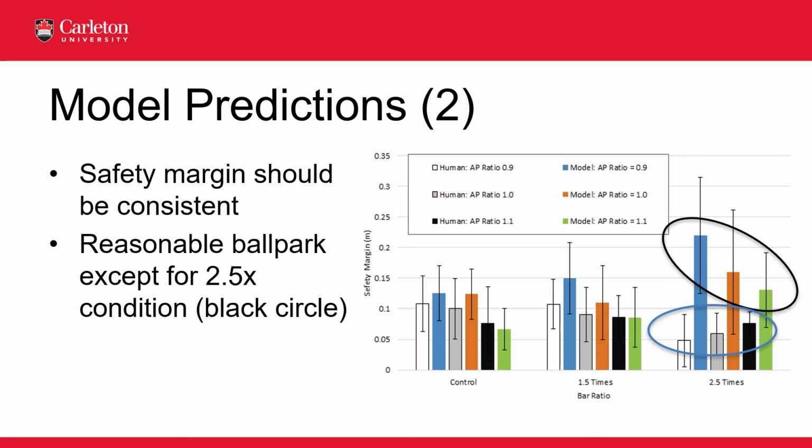Now, if we look at the results of this experiment, in this figure, we're looking at the safety margin between the agent or the bar and the edge of the aperture. Ideally, following their hypothesis, we'd expect to see bars of equal heights all the way across here. Now, they aren't, but they are pretty close. Human data is presented in grayscale and model data is presented in color. The model has a decent fit to human data if you ignore the 2.5 times condition on the extreme right, circled in black. There's a major over rotation there with a large increase in variance as well.